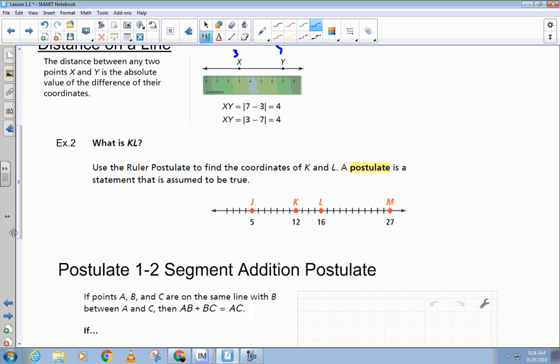All right, so use the ruler postulate to find the coordinates of K and L. A postulate is a statement that is assumed to be true, right? Okay, so I told you that a while ago. Okay, so K's coordinate is 12. L's coordinate is 16. So if I wanted to find the length of it, what did I say to do? Subtract and take the absolute value. And the order doesn't matter, so I could do 12 minus 16, and that is the absolute value of negative 4, which is 4.